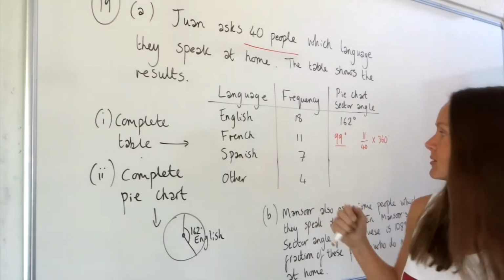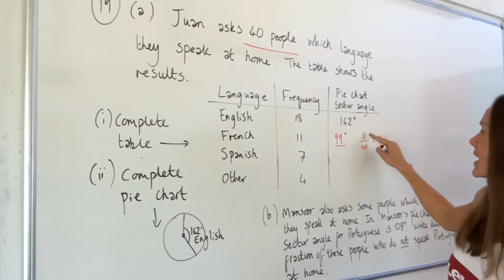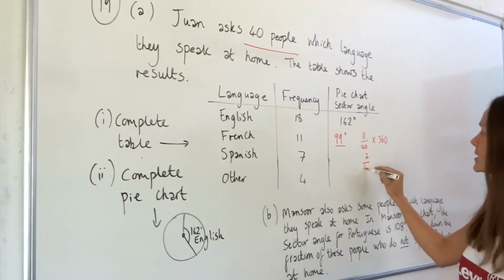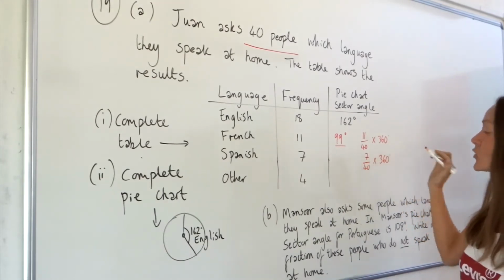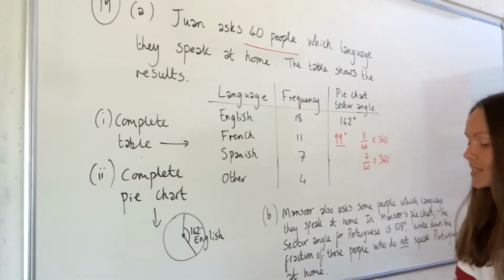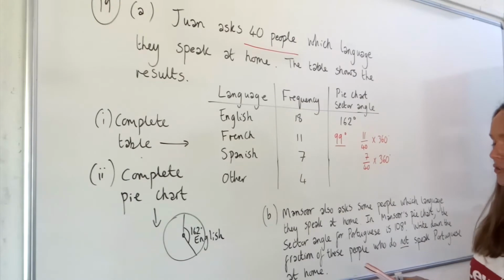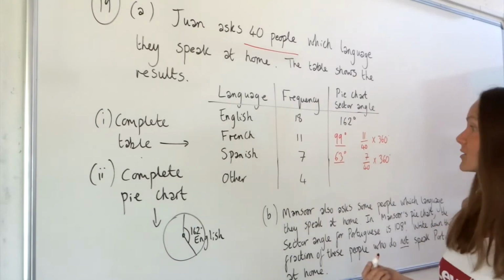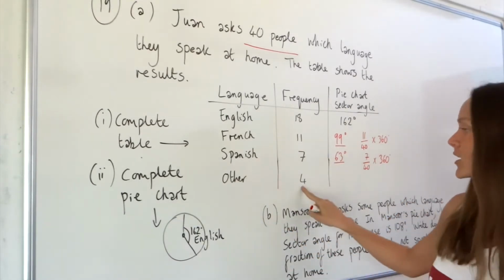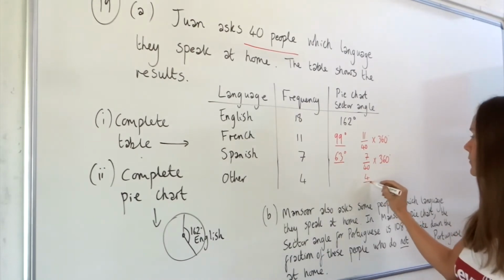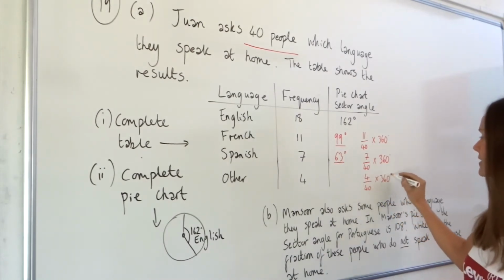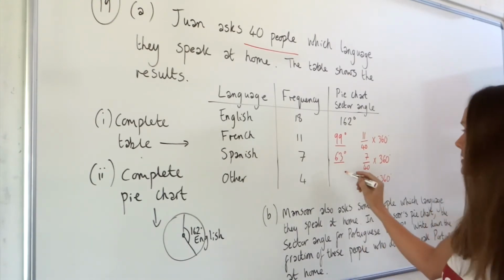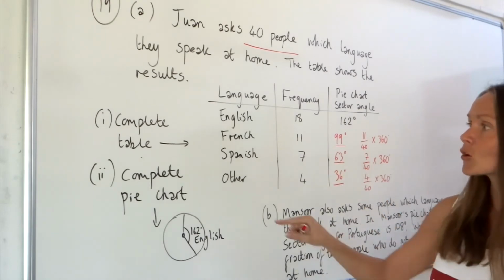Now, for Spanish, well, it's very similar. Instead of writing 11 out of 40, we must write 7 out of 40 before we times by 360 again. So you're always multiplying by 360 to turn the fraction into degrees. So this time we've got 63 degrees. And so lastly, for other, the fraction would be 4 out of 40. And again, timesing by 360. So if I change that 7 to a 4, I get 36 degrees. Okay, so I have completed the table.